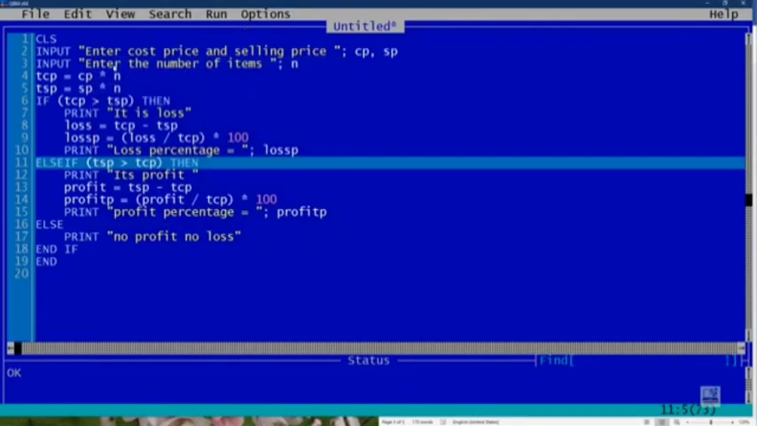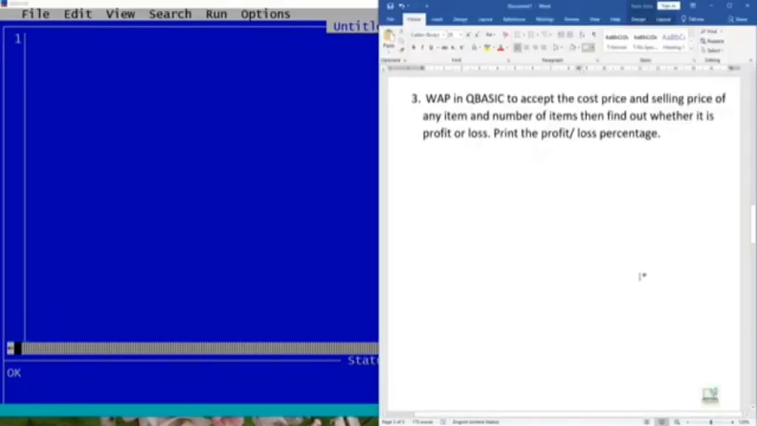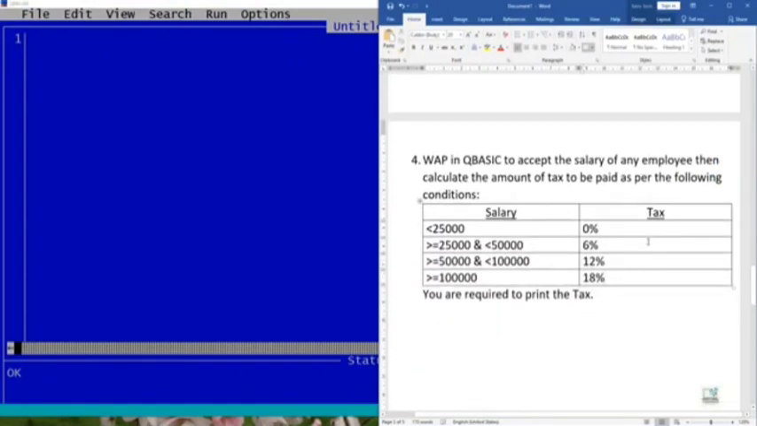Let's see the next question. The next question is, write a program in QBasic to accept the salary of any employee, then calculate the amount of tax to be paid as per the following conditions. There are 4 conditions given. One is less than 25,000, so 0% tax, then 25 to 50,000, 6%, then 12%, then 18%. You just need to calculate the tax.